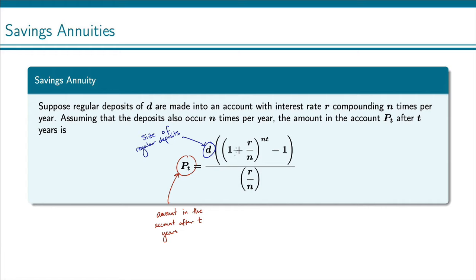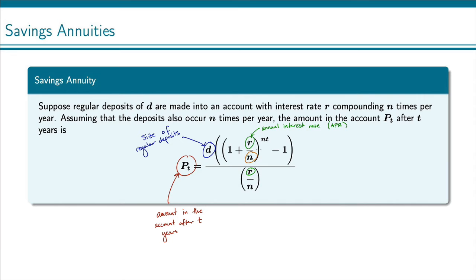Then we have over here R, and R shows up in these two different places here, and R is the annual interest rate. In other words, that's the APR. And make sure that that is in decimal form, and it's in both of those spots.